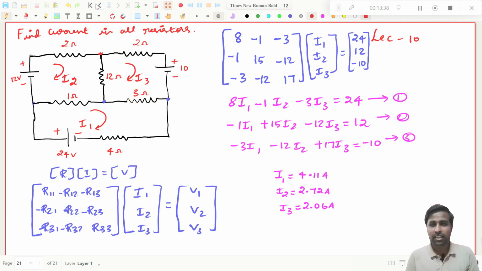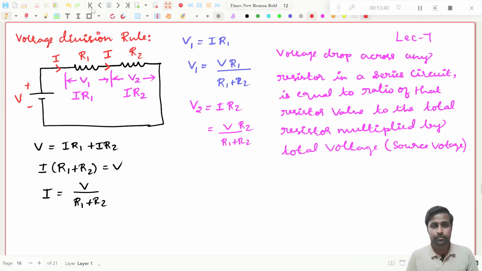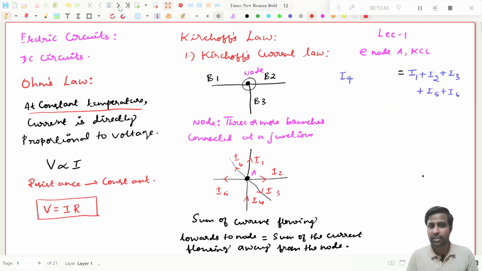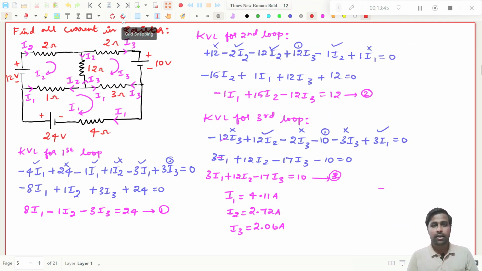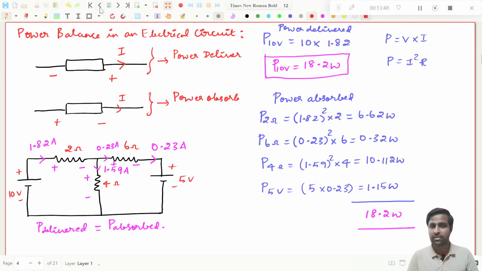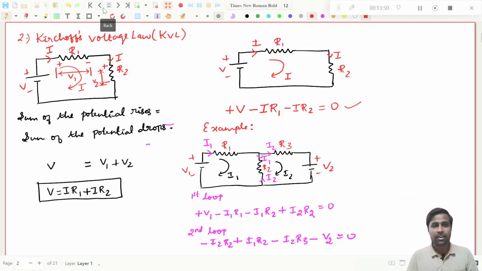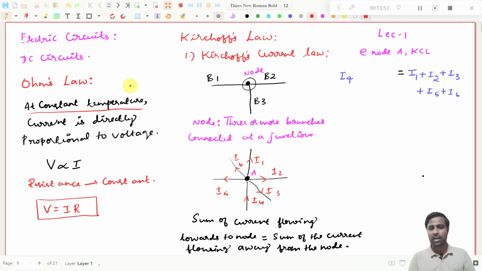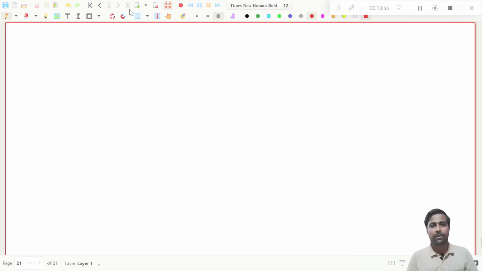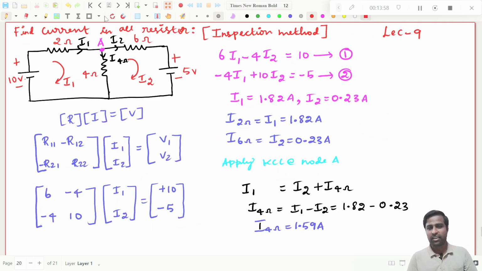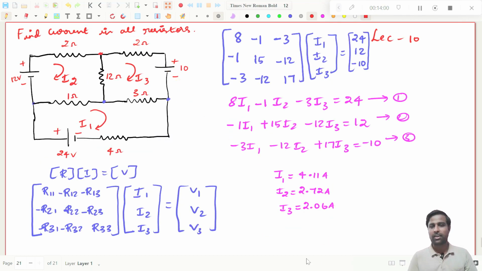I think in which lecture we have done it, I will tell you. In this lecture, right? What is this lecture? I think it is the second or third lecture. I will give you the lecture link so that you can easily see that lecture. By seeing that lecture, you can easily get the current in all the resistors, right? That I don't need to solve. You would have known all these things.